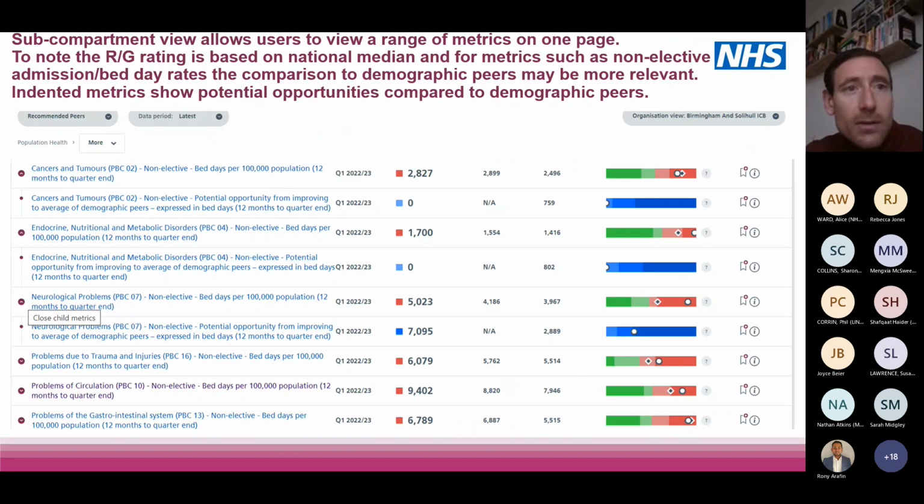This is the subcompartment view. So yeah, if you click into any of those subcompartments that we're showing on the left-hand side, then you'll see a range of metrics. I've got the titles off here, but these are showing the values for the ICB, and then the national and peer medians, and then obviously the spine chart view over on the right-hand side.